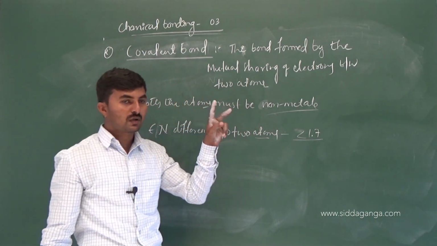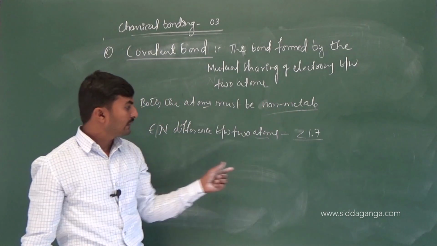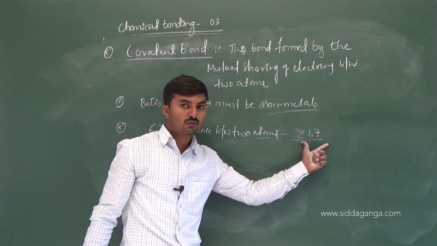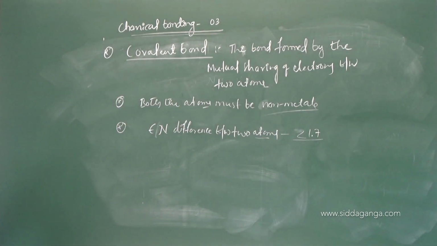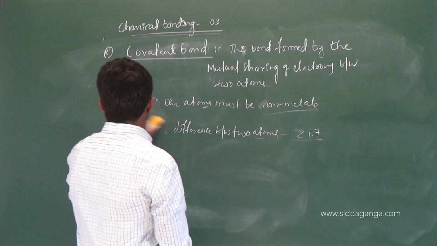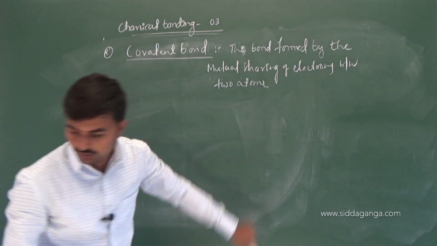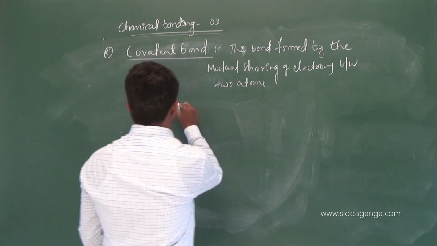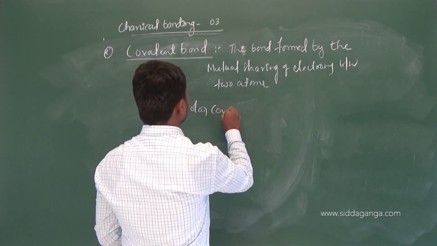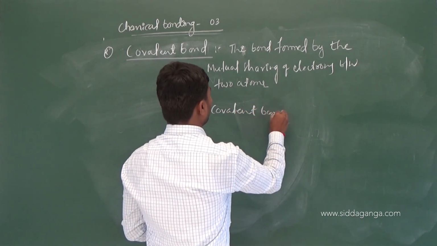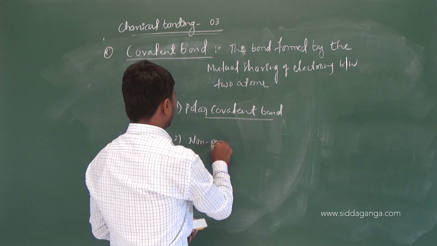These 2 points you must remember. If the bond is formed between two non-metals, then it is covalent, and if their electronegativity difference is less than 1.7, then it is covalent in nature. Then this covalent bond can be divided into two types. The first one is the polar covalent bond, as we call it, followed by the second one, the non-polar covalent bond.